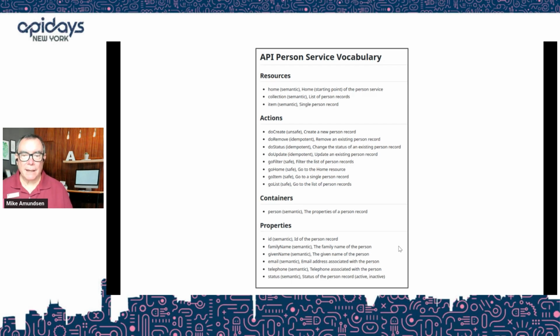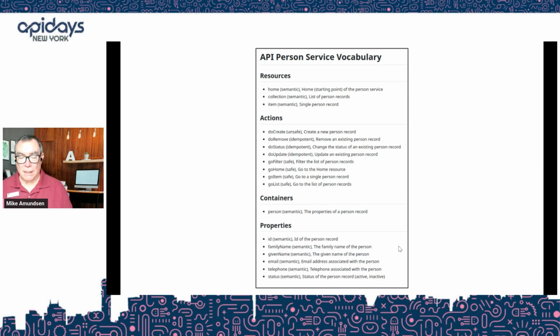So this vocabulary document lists all the things like resources or states, the home page, the collection of persons, the single person, all of those actions we were talking about before. This rendering is a little bit more formalized. And I talk about ideas of containers, but you might think of them as objects.